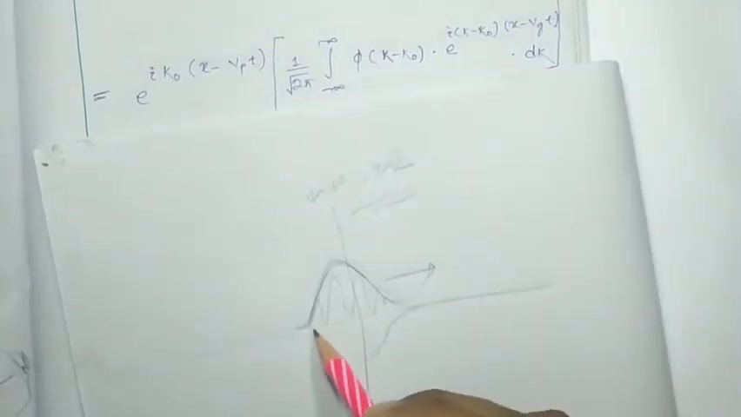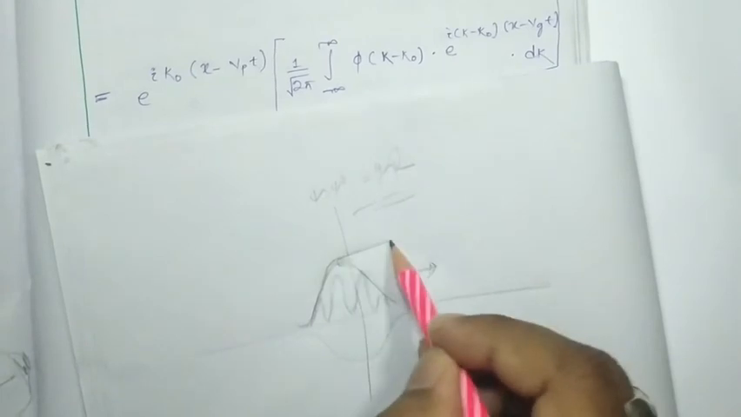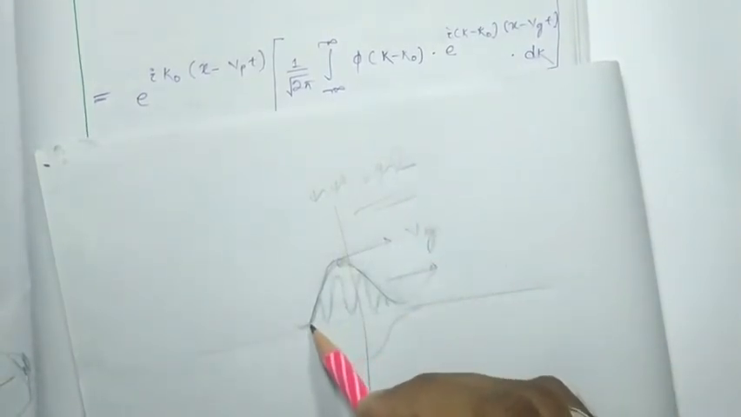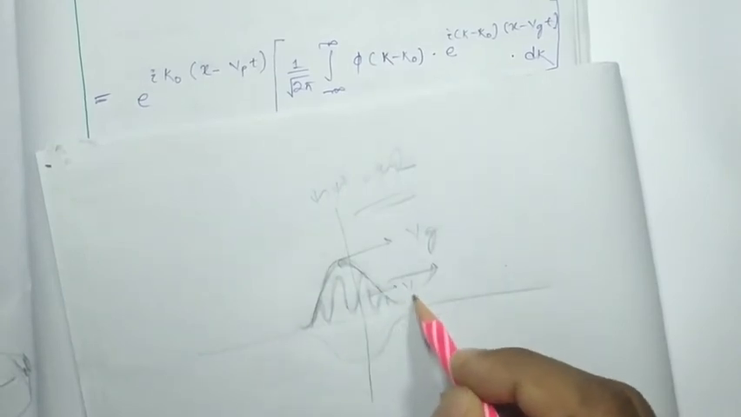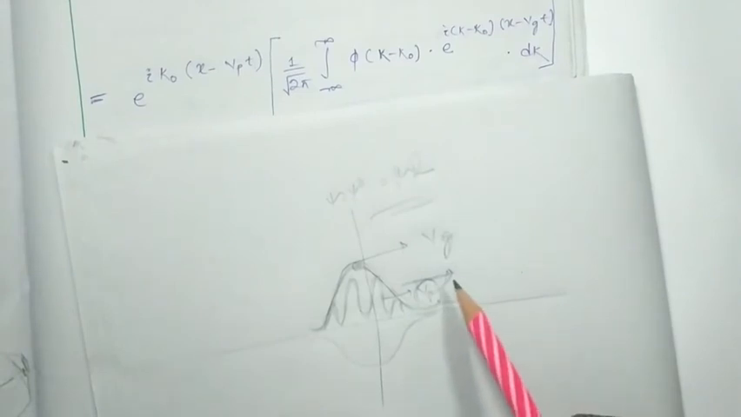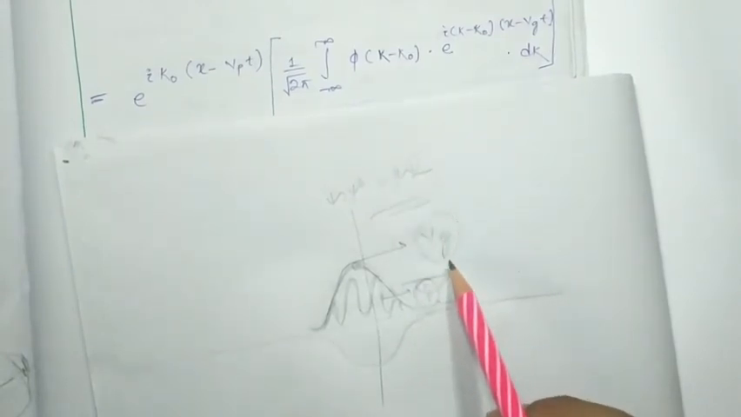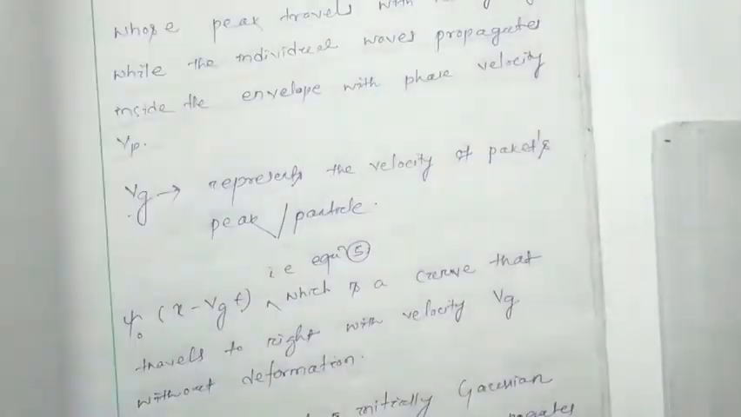So inside this envelope many waves are there. This peak is moving with velocity vg, and the waves inside this envelope are moving with the phase velocity vp, the average velocity, which we discussed in the very beginning of the videos, that is the difference between vg, group velocity, and phase velocity. If you want, you can watch that video and that topic.